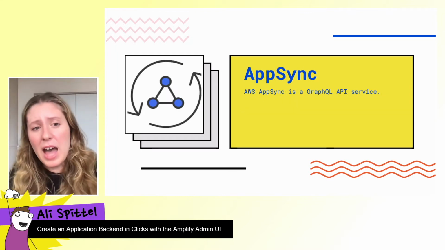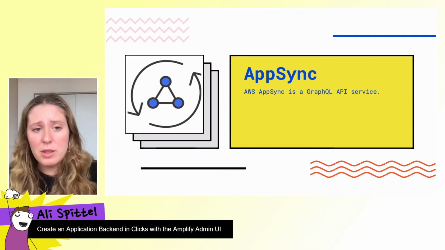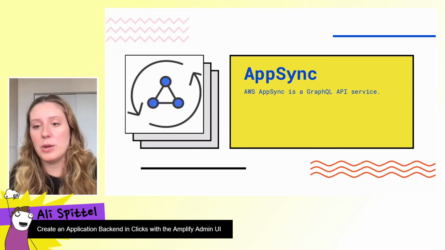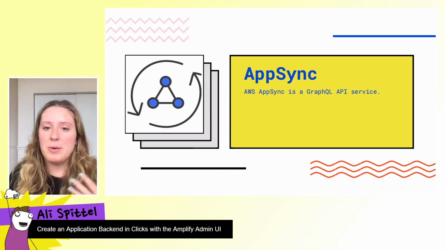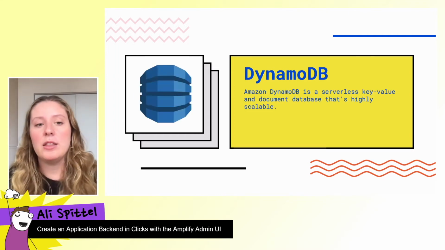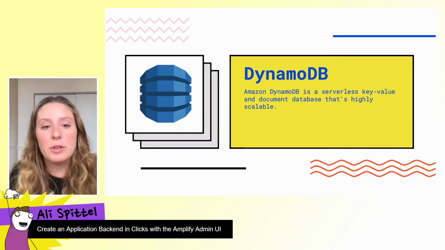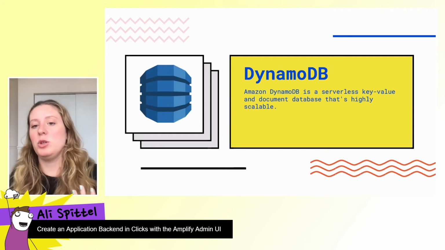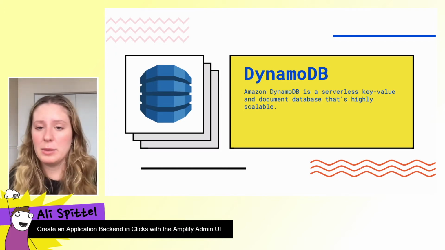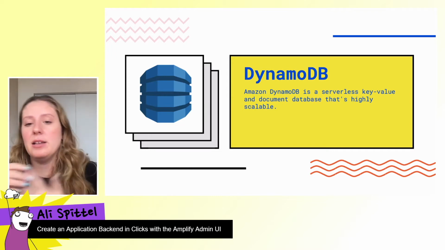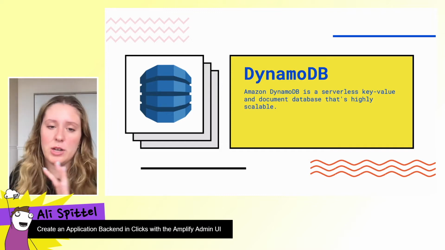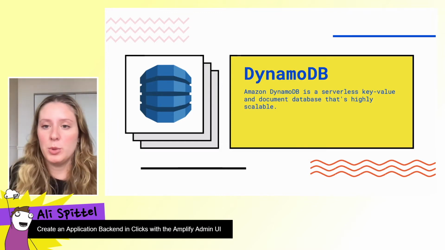So AppSync is below the hood for DataStore, and it is a managed GraphQL API service. Instead of having to make that GraphQL API yourself on the back end, you can use AppSync to do that for you. Then there's DynamoDB, which is a serverless key-value and document database that's super scalable. Most Amazon services are running on it at some capacity. And so Amplify is interfacing with that, storing the data in there. And this is all provisioned automatically for you as soon as you deploy to the cloud.